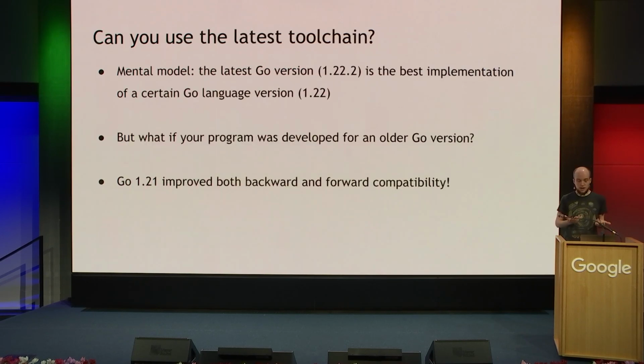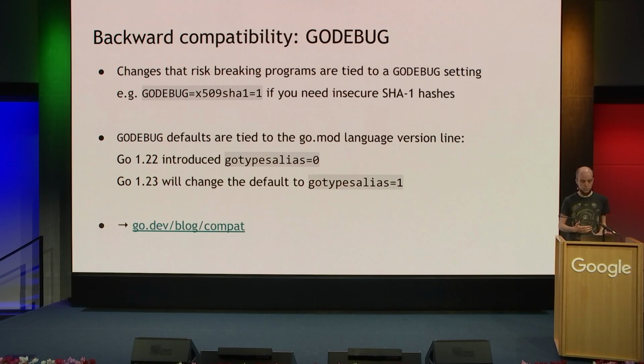The first question you might ask is, can you actually use the latest toolchain? The mental model of the Go team is that the latest Go version, such as 1.22.2, is always the best implementation of a certain Go language version and also the ones before it. Right? But what if your program was actually developed for an older Go version? The good news is that Go 1.21, the second to latest release, improved both backward and forward compatibility. What do I mean by that?